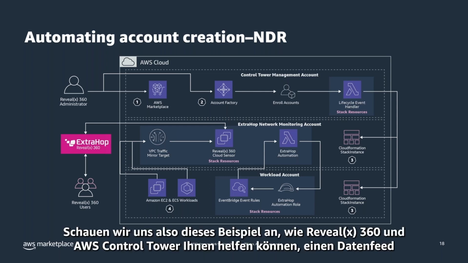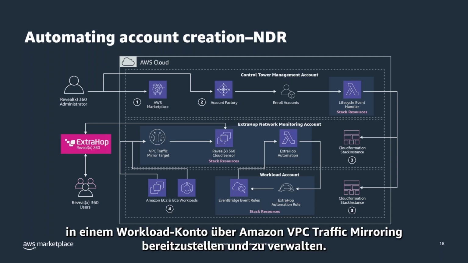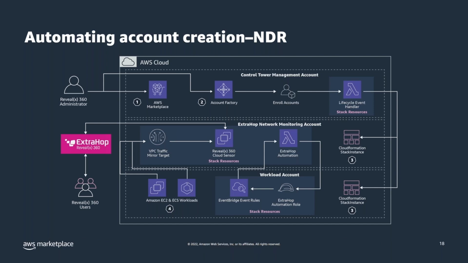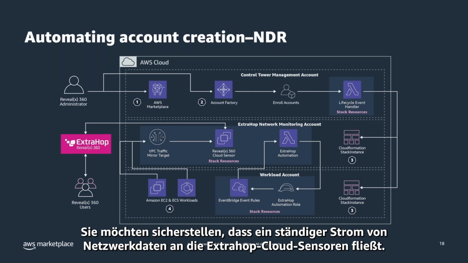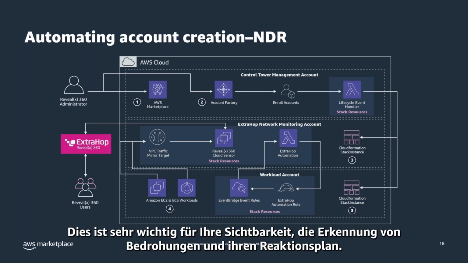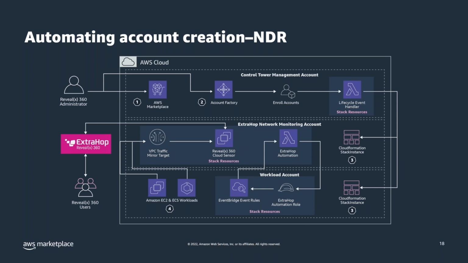So let's check this example on how Reveal(x) 360 and AWS Control Tower can help you deploy and maintain a data feed in a workload account via Amazon VPC traffic mirroring. You want to make sure there's a steady stream of network data to ExtraHop cloud sensors because it is crucial, it is very essential to your visibility, threat detection, and response game plan. And here's how Reveal(x) administrators and users can leverage the integration.